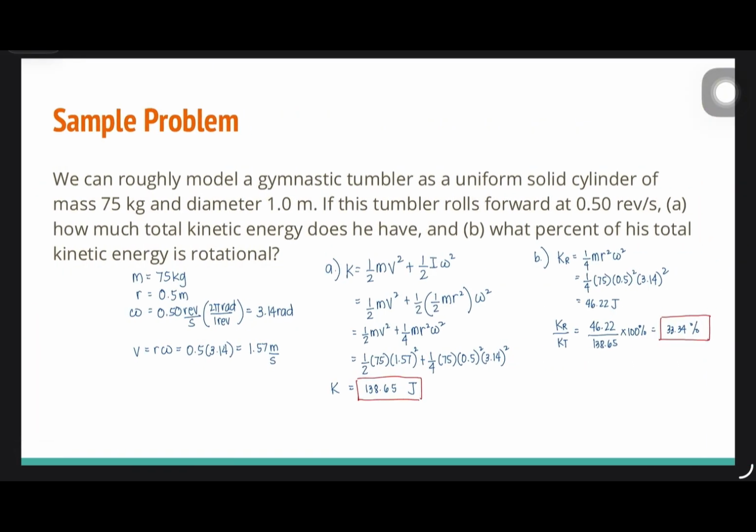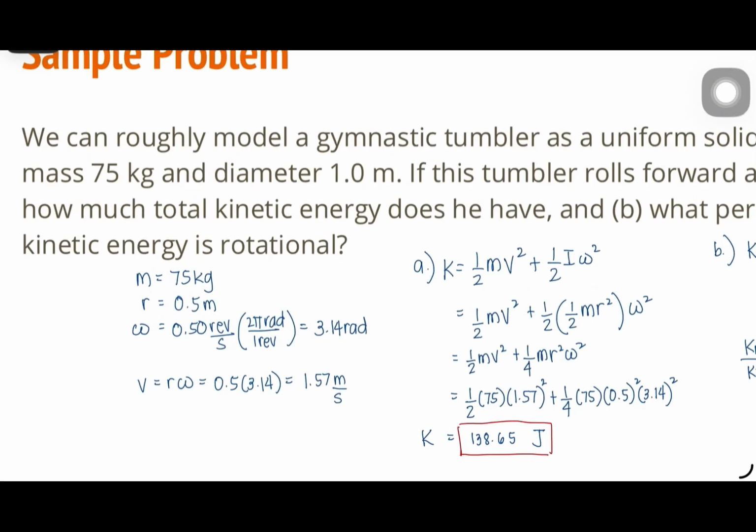Okay, so let's have a sample problem for this topic. We can roughly model a gymnastic tumbler as a uniform solid cylinder of mass 75 kg and diameter 1 meter. If this tumbler rolls forward at 0.50 revolution per second, for part A, how much total kinetic energy does he have? And for part B, what percent of his total kinetic energy is rotational?